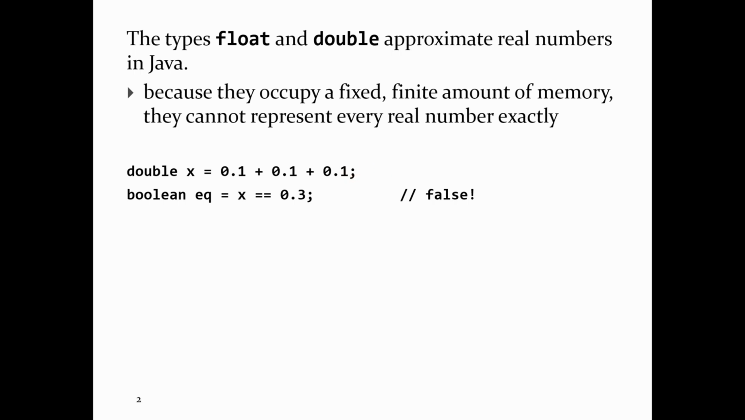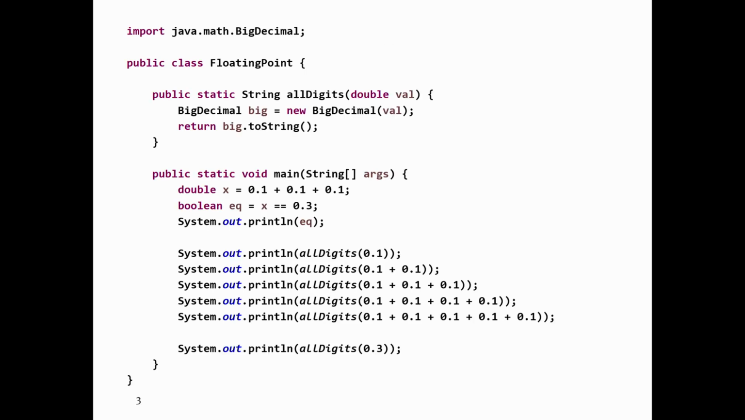If you look at this little expression here, it looks like I'm adding 0.1, 0.1, and 0.1, which mathematically is 0.3. If you ask Java whether x is equal to 0.3, you'll get back the answer false. They're not, in fact, equal, which is strange.